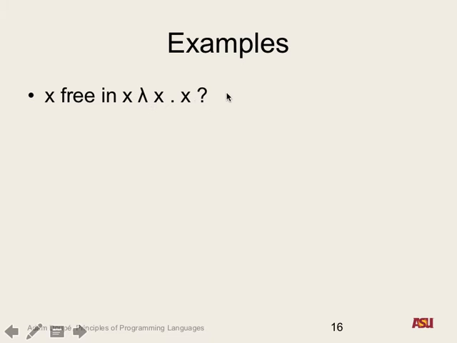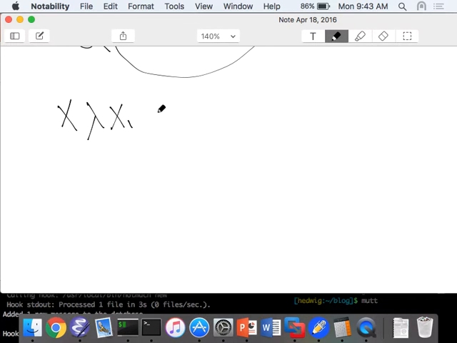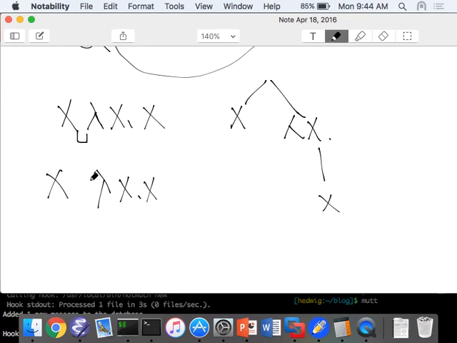So the first thing you've got to do is parse this. x lambda x dot x. First question is how do we parse this? x space lambda x dot x. If we were to draw a parse tree, it would be an application. So we'd have x, and then we'd have lambda x dot, and then the body, which is just x. So this would be application. The space is the application, so x applied to lambda x dot x.